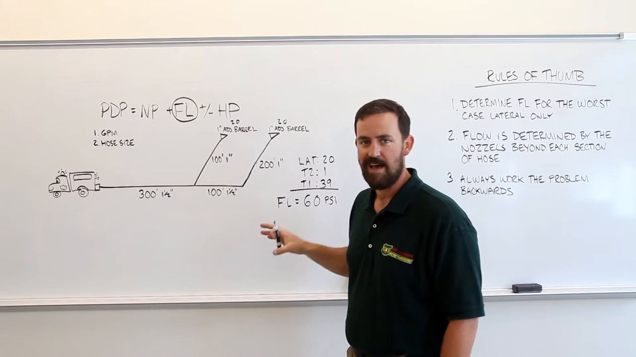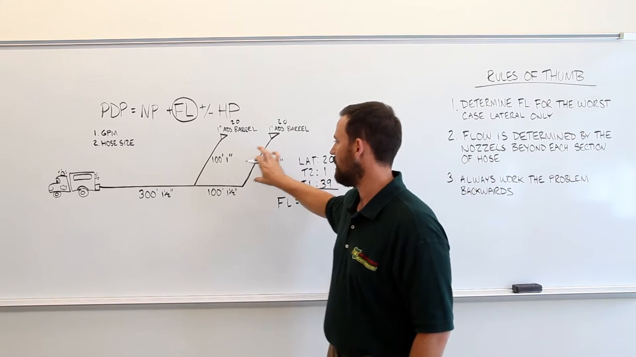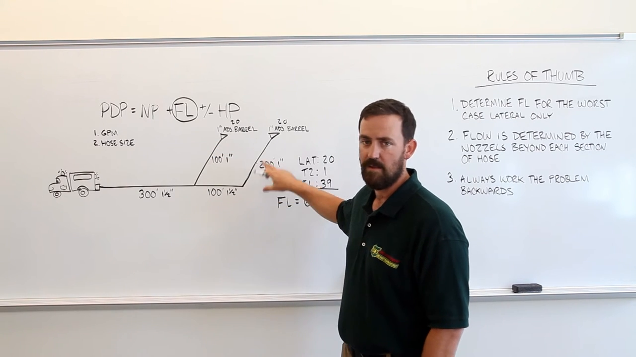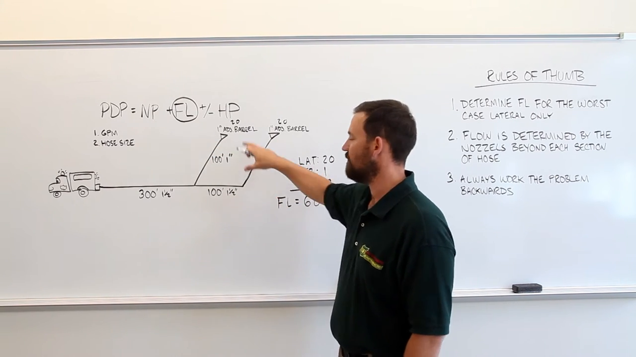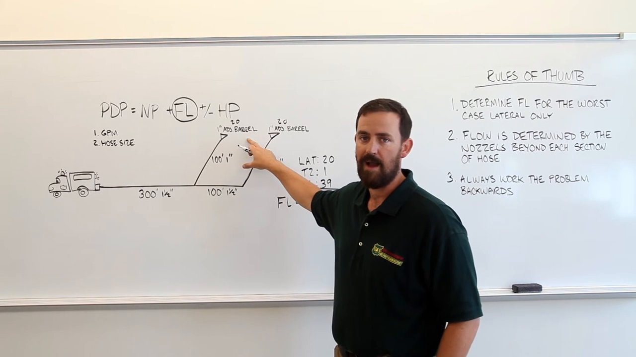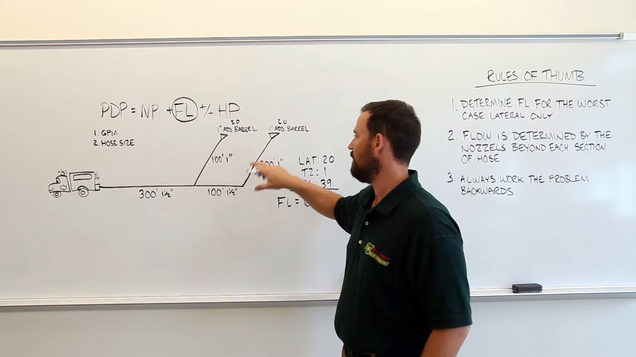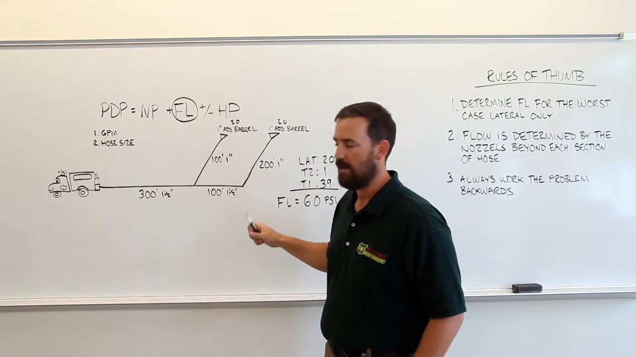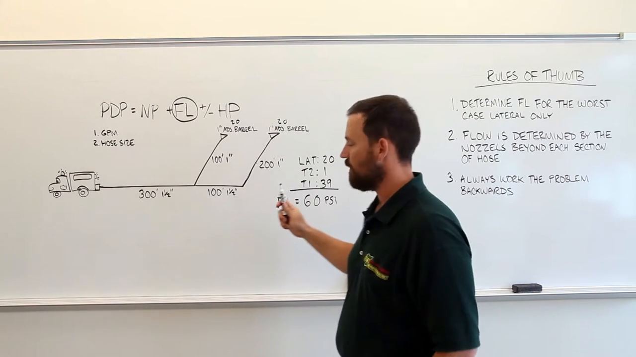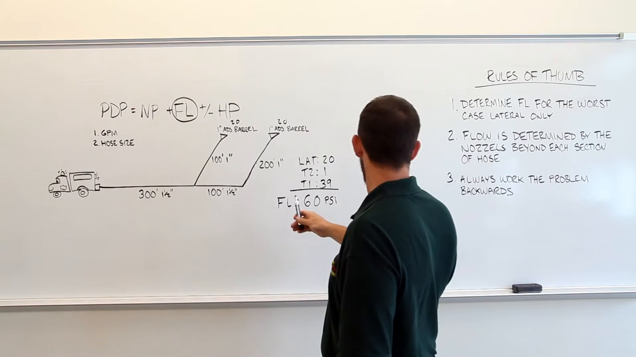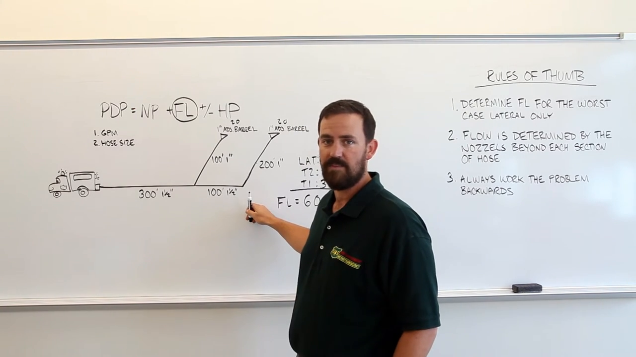So the worst case lateral is determined by which one of these lateral lines has the highest demand. Sometimes that's the longest lateral, sometimes it's because it has a higher GPM nozzle, or it needs to operate at a higher nozzle pressure. You find all that information in your IRPG. The second rule of thumb is that the flow for each piece of hose is determined by the nozzles that are beyond that section of hose.